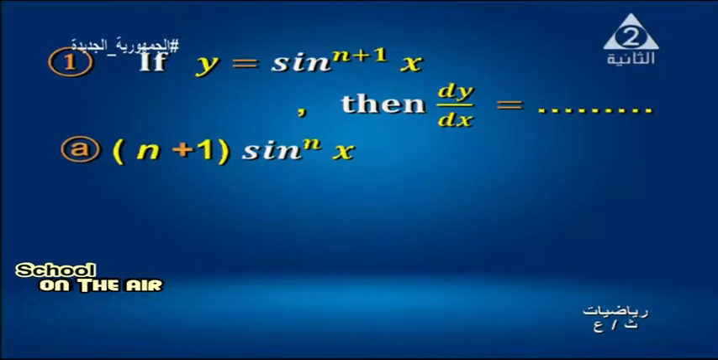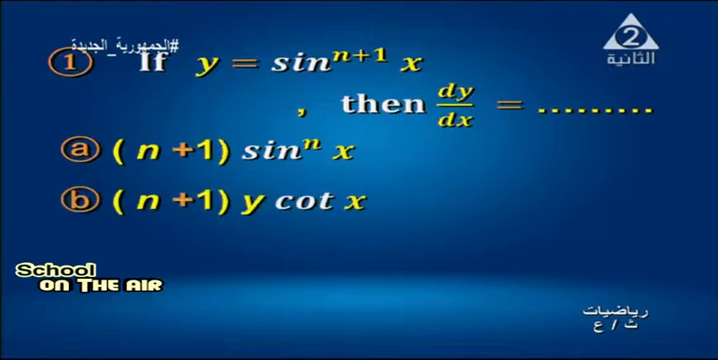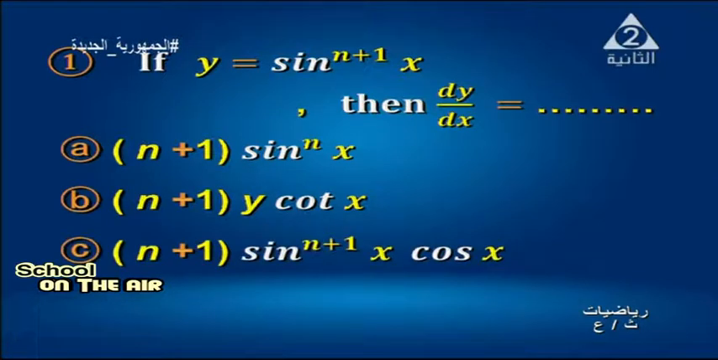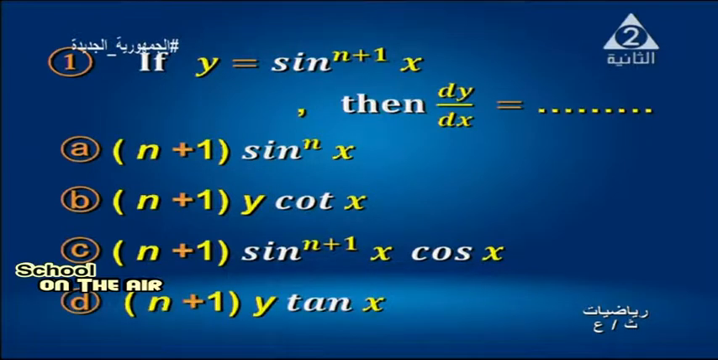Equals n plus 1 sine power n x, or equals n plus 1 between two brackets times y cotan x, or equals n plus 1 between two brackets times sine power n plus 1 x times cosine x, or equals between two brackets n plus 1 times y tan x.